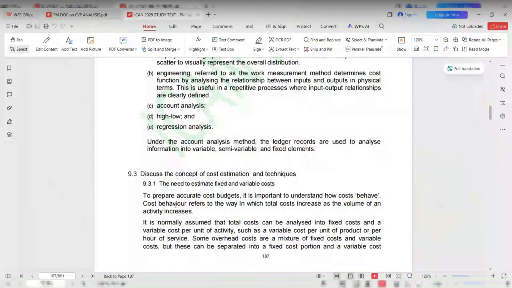Discuss the concept of cost estimation and techniques. I believe we are still together.